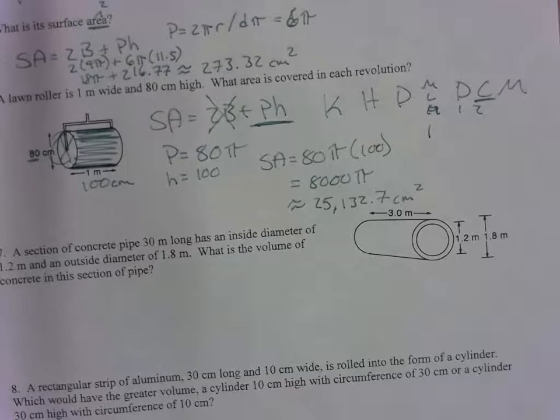What happens if I want to change that back to meters? Well, if I had to move my decimal 2 places to the right to get the centimeters, I'm just moving it back 2 places to the left to get the meters. So 1, 2, this is 251.327 meters squared.